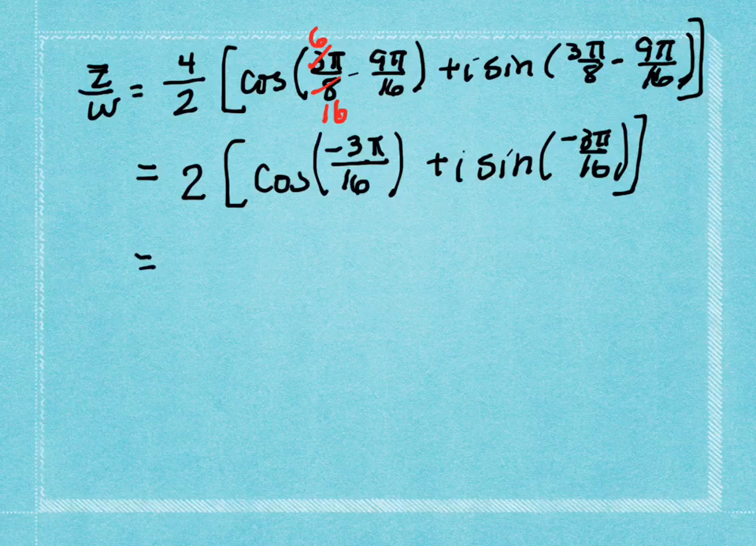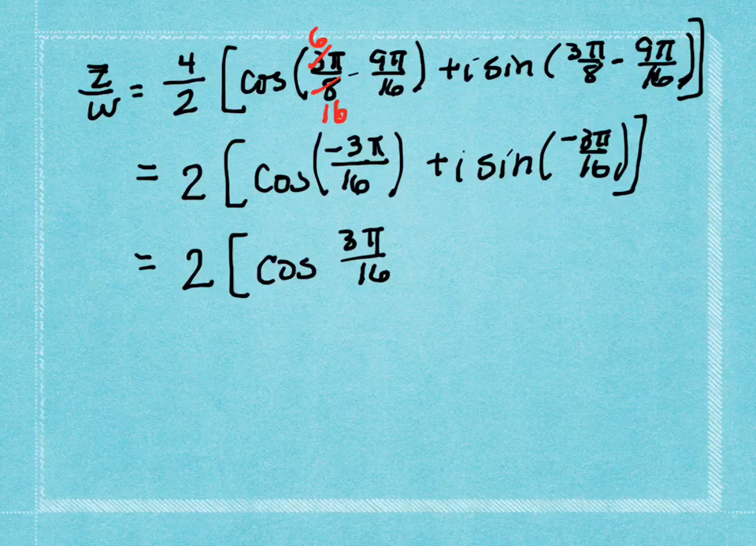Now, cosine of a negative value is the same as cosine of the positive value because it's an even function, which we've talked about before. So this can actually just be replaced with the cosine of 3 pi over 16. Sine is an odd function, so the negative on the inside of the angle can be moved to the negative on the outside using that feature, and we have minus the sine of 3 pi over 16 when we reduce and simplify.